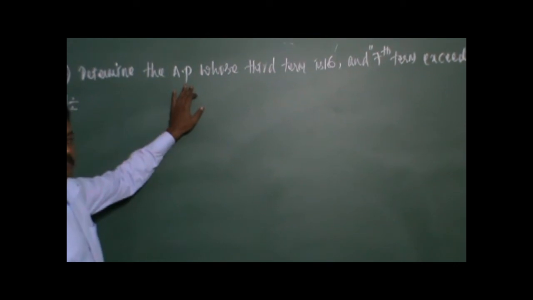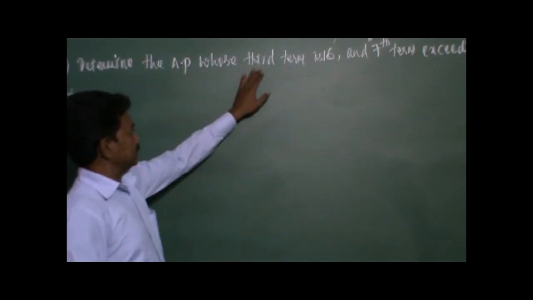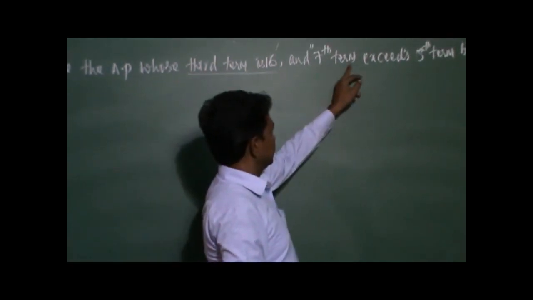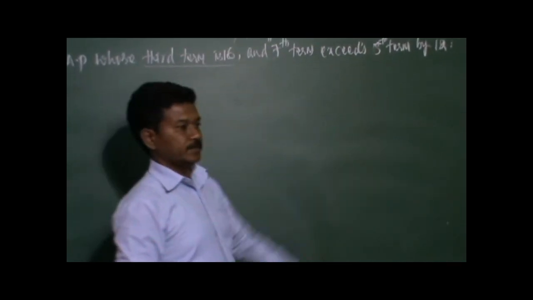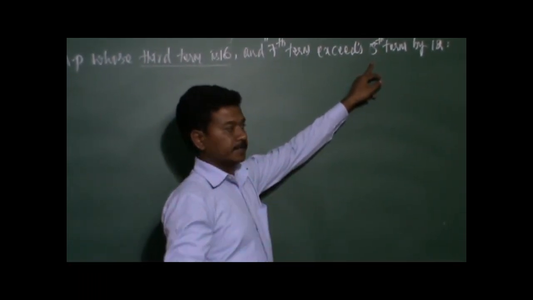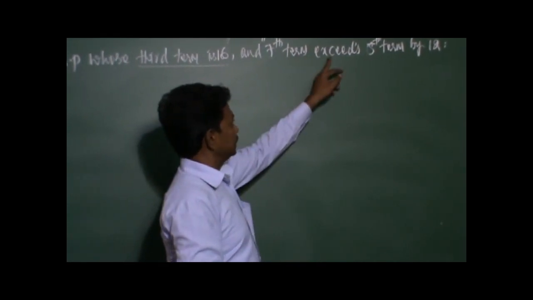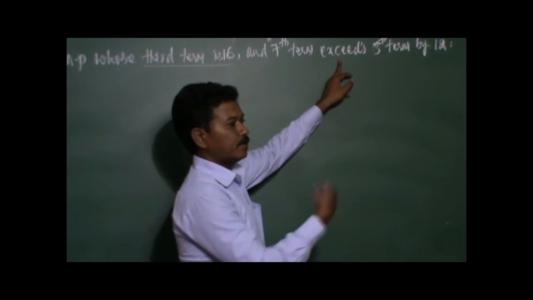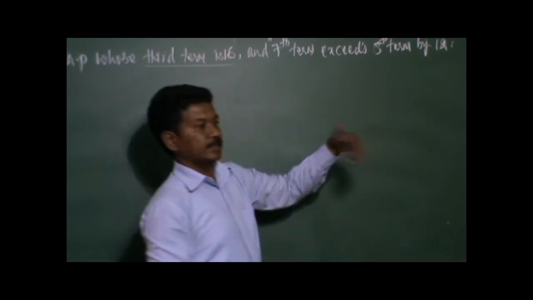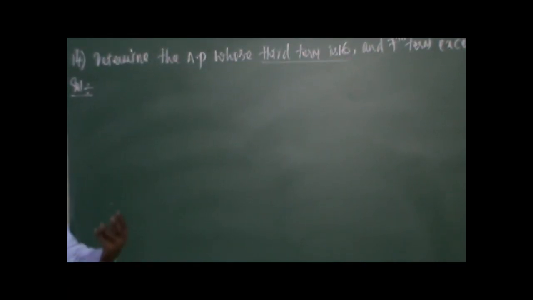Determine the AP, in the sense find out the AP whose third term is 16. So in that AP the third term is 16. So A3 is equal to 16. That's the mathematical form. And the 7th term exceeds the 5th term by 12. So that's the relationship here between the 7th term and 5th term of that AP. They have given a relationship. So here the 7th term exceeds means more, addition or more. The 7th term exceeds the 5th term by 12, in the sense the 7th term is 12 more than the 5th term. So if this is the given condition, find that AP or determine that AP. So this is a very important question for your examination, maybe asked for 3 marks.